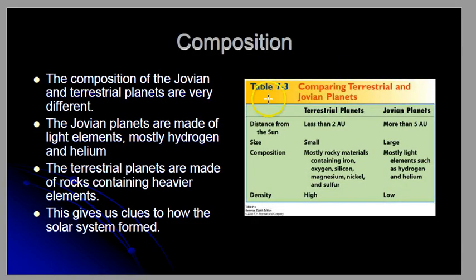Their composition, all right, tends to be different. The inner planets, the terrestrial planets, are rocky, with a lot of iron, oxygen, silicon, things like that. Density is high. The outer planets are mostly hydrogen and helium. All right, inner planets are less than 2 AU out. Outer planets are more than 5 AU out. Very different composition between the two.